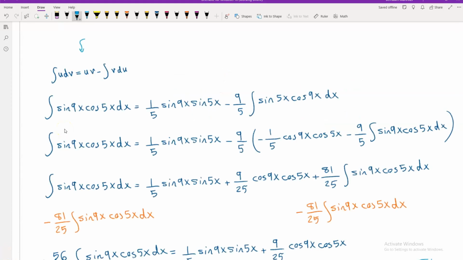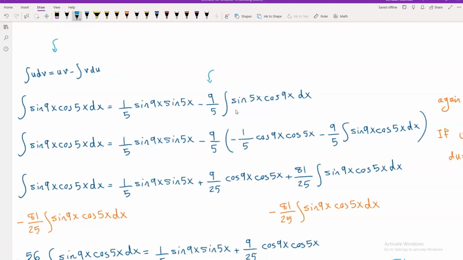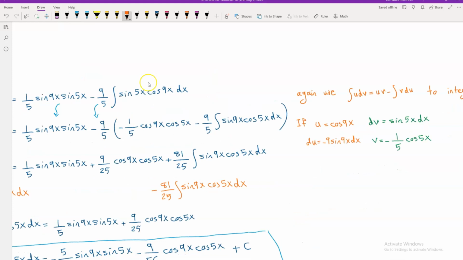Now using this formula to find the answer for the integral of sine 9x cosine 5x times dx, that is equal to u times v. So we have 1/5 times sine 9x times sine 5x minus the integral of v times du. So I'm writing 9/5 here outside of the integral. We have 9/5 times the integral of sine 5x cosine 9x dx. Rewriting this part, and again we have to use this formula to integrate this term.